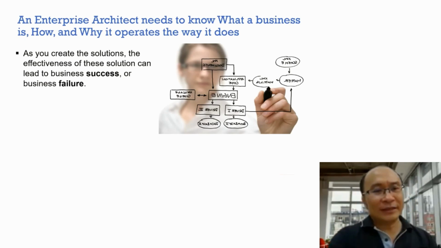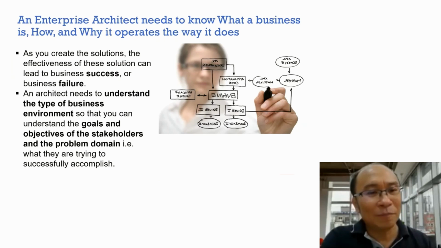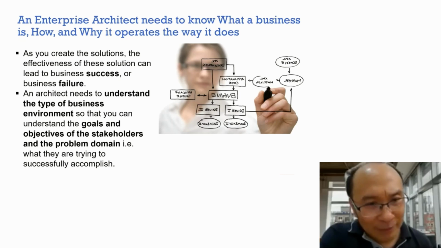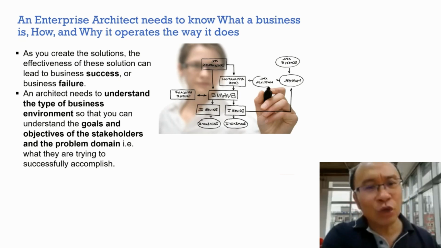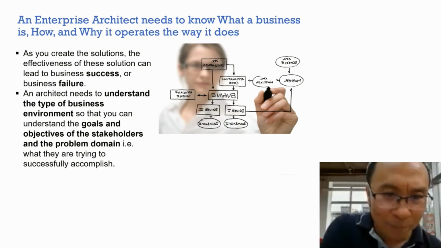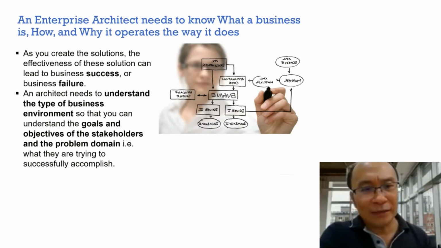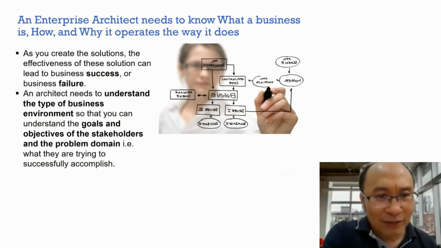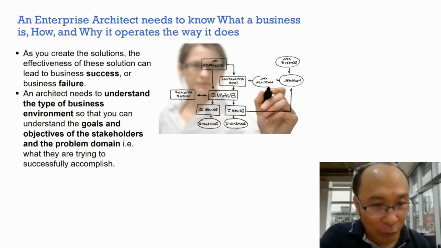The second one is that architects need to understand the type of business environment. So basically, first things first, you need to know what business you are in. Are you working in the government? Are you working in the ministry? Are you working in the agency? Or are you working in an independent body? Or are you working in a profit-centric company? Are you working in a listed company? You need to understand your business environment very, very well.